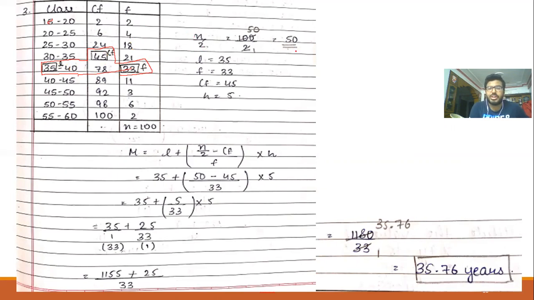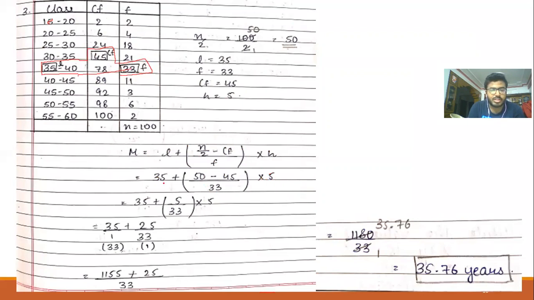n upon 2, that is already 50. What will be the value of L? 35, the lower limit. F value is 33. CF value is 45. H value, the class size, is how much? 5. Now substituting the values: M is equal to L plus n upon 2 minus CF upon F into H. Remember, CF is above and at the bottom it is F. So L plus, what is the value of L? 35 plus n upon 2, which is 50, then minus CF value 45, upon F, which is 33, into H value 5.